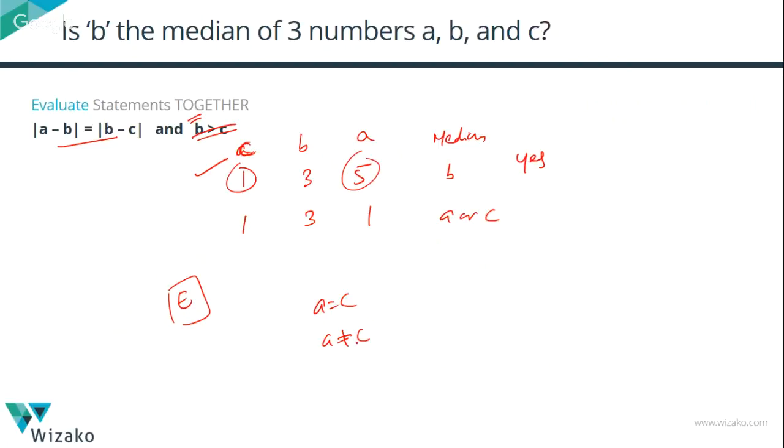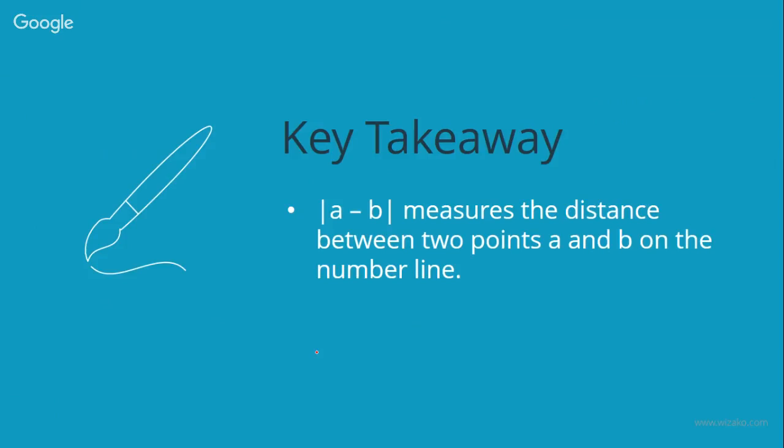If A is equal to C, this is the scenario we would have been talking about. In that case, we would have come up with a definite no, B is not the median, as an answer. So if this had been statement 2, one of these two, the answer choice would have been C. Because this is what we have, answer choice E is the correct answer. Quick takeaway: the modulus of the difference between two numbers essentially measures the distance between 2 points A and B on the number line.